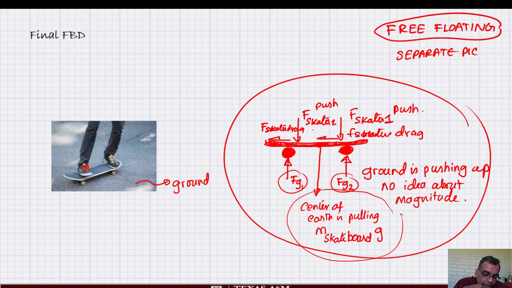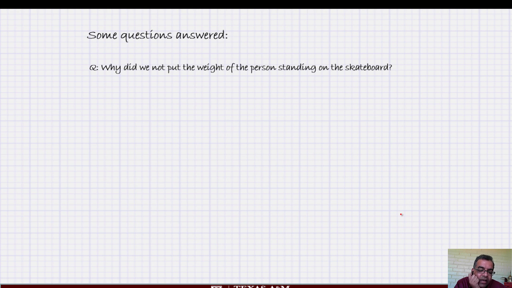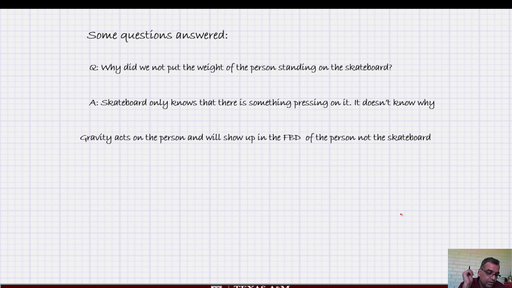Now, if you drew it, you're probably wondering what happened to the weight of the skater. So we will talk about that next. Why did we not put the weight of the person standing on the skateboard? The reason is that the skateboard knows only that there is something pressing on it. So the skateboard feels only the skater's foot. The earth, gravity acts on the person, not on the skateboard.